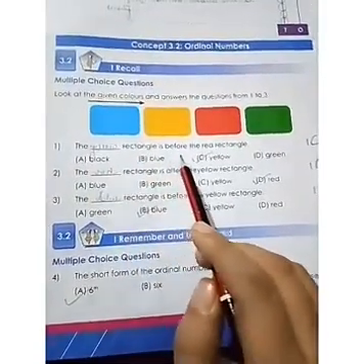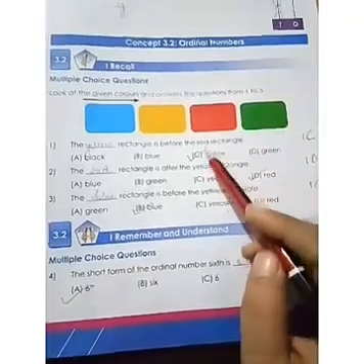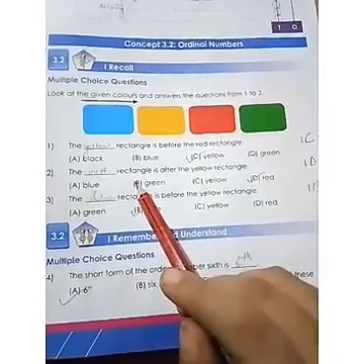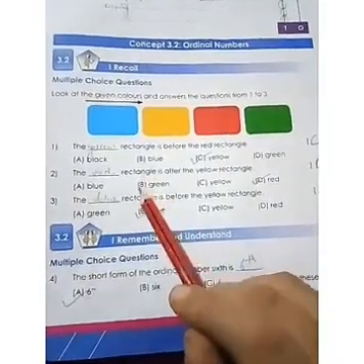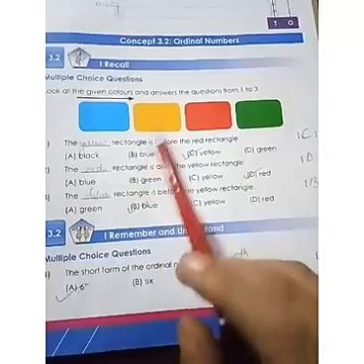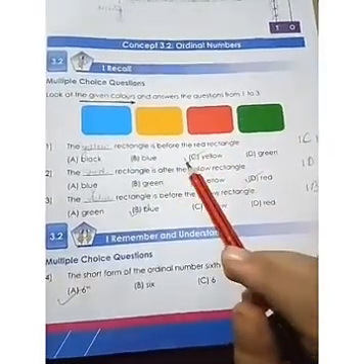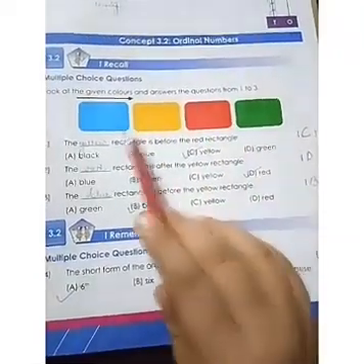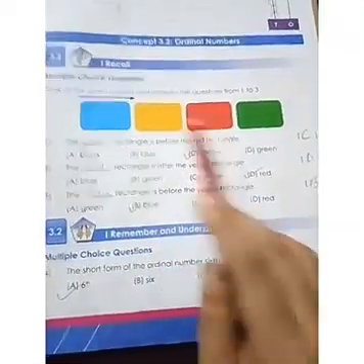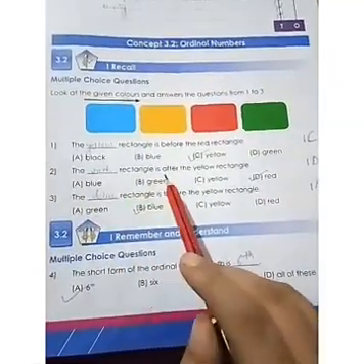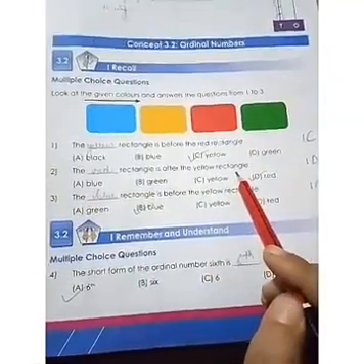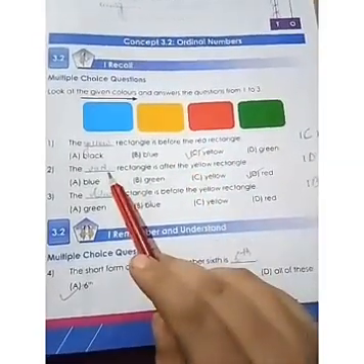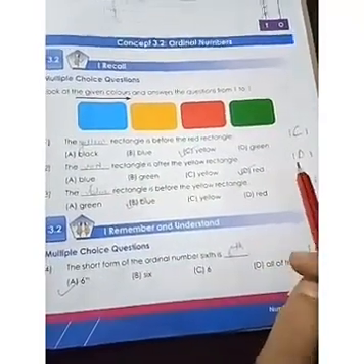The dash rectangle is before the red rectangle. So which rectangle is before the red rectangle? It's the yellow rectangle. We have 3 words, before, after and between. The 3 words we learned in class 1, which tell us about the position of an object or number or a thing. Here we have to discuss colors. So which color is before the red? The yellow. The dash rectangle is after the yellow rectangle. So what is after the yellow rectangle? The red rectangle. So as usual, you have to give a tick mark, write the answer in the blank and write the correct option in the bracket.